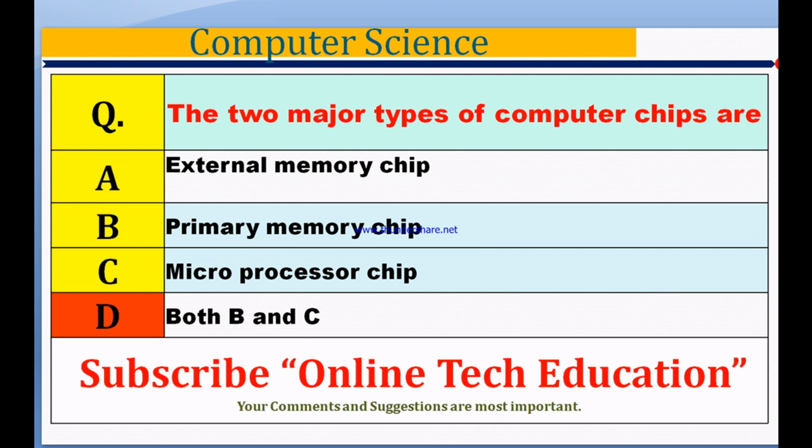The two major types of computer chips are external memory chips, primary memory chips, microprocessor chips, both B and C. Correct answer is both B and C, primary memory chips and microprocessor chip.